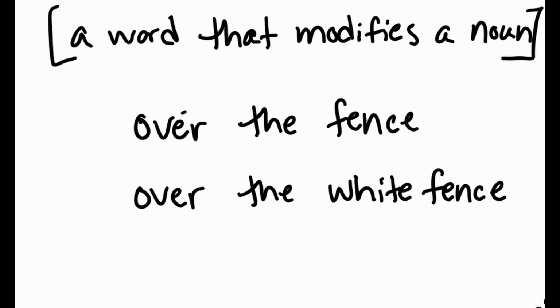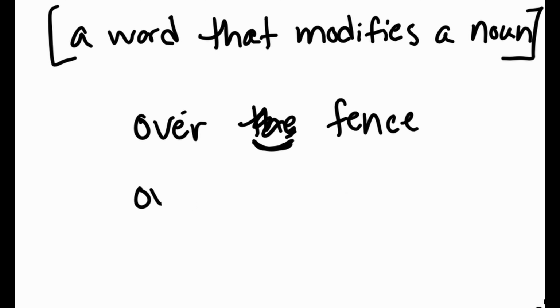Is over an adjective? No, because it's got this in between. It's got that there. So this is not going to be an adjective. But this is, because there are no other words in between the two. They are right next to each other. White is modifying fence. So that is definitely a quick and easy way.